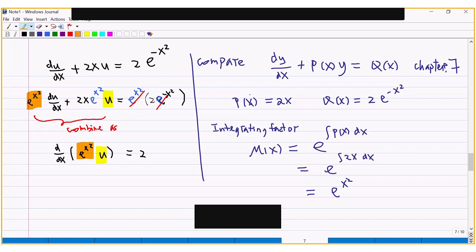Then to find the final answer, you integrate both sides now. So that means that eventually you get e power x square times u is equal to integrate 2 with respect to x now. So this will give you e power x square times u equal to 2x plus a constant.